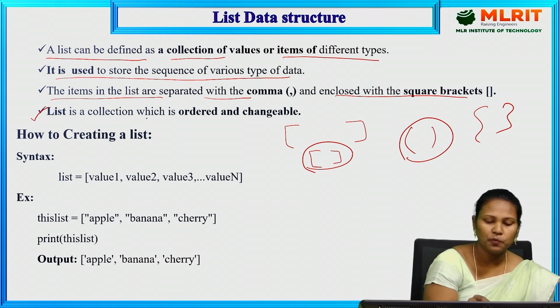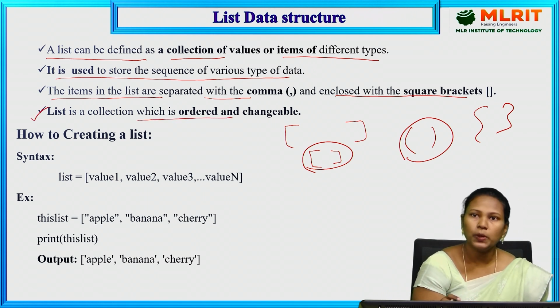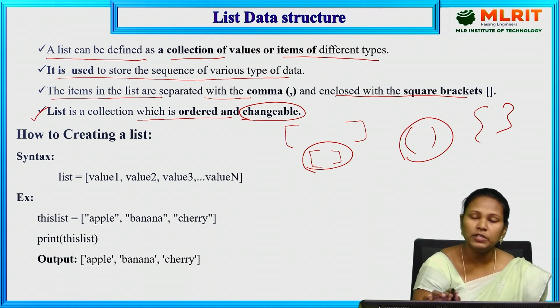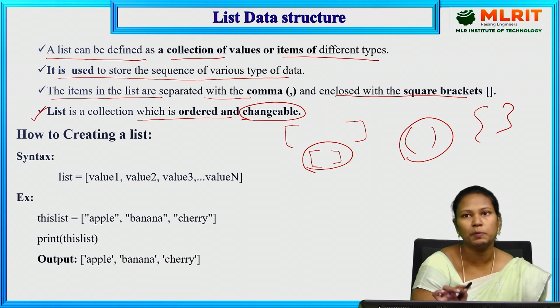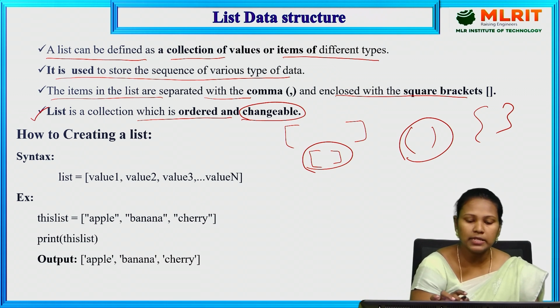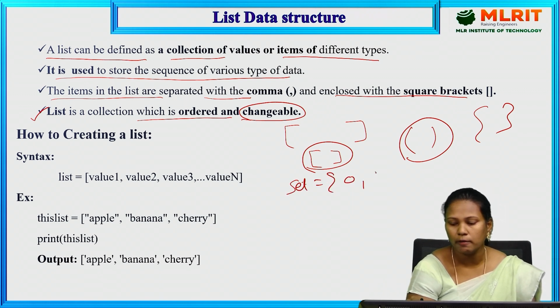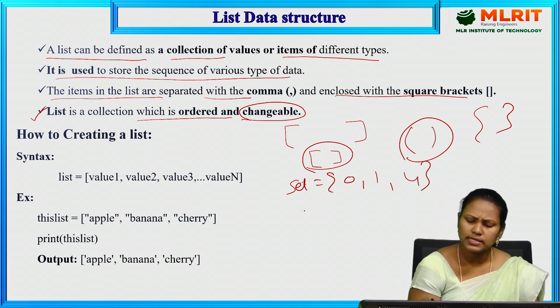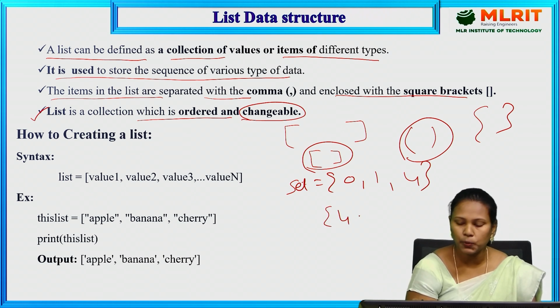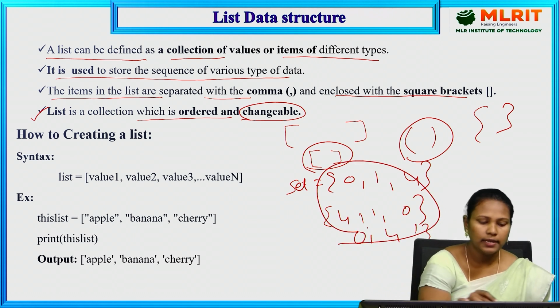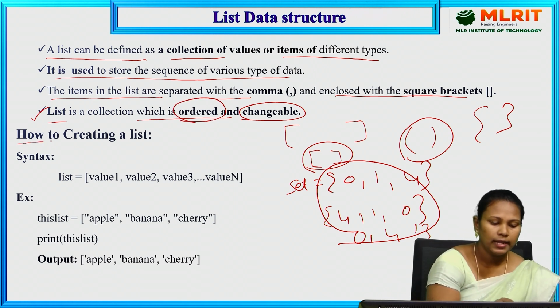A list is a collection which is ordered and changeable. Changeable means we can add elements, and we can remove elements also. It displays the values in the order you entered them, in the same way. But a set is not ordered. For example, if the set values are 0, 1, 4, sometimes when you execute it, it displays 4, 1, 0 or 0, 4, 1. But in a list, it displays the values in whatever order you gave.